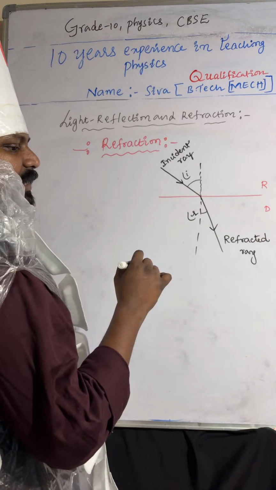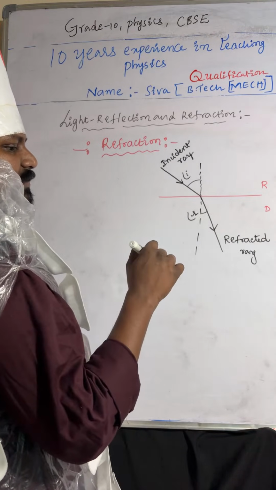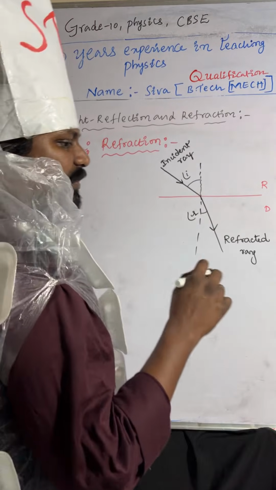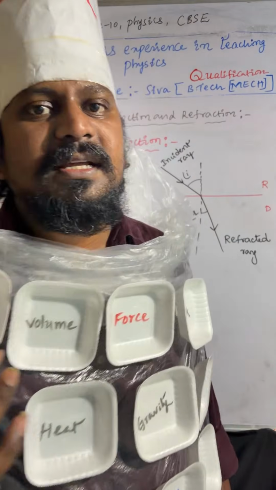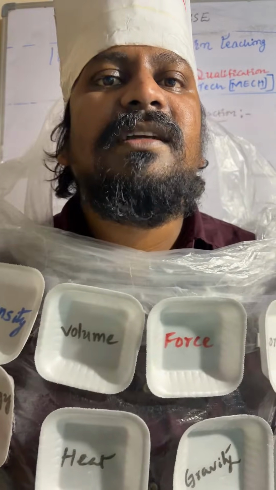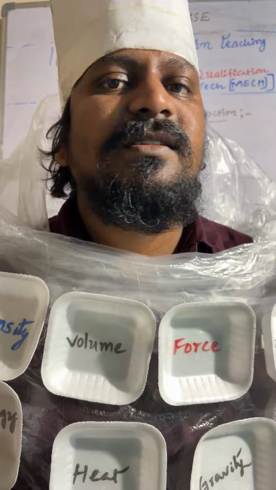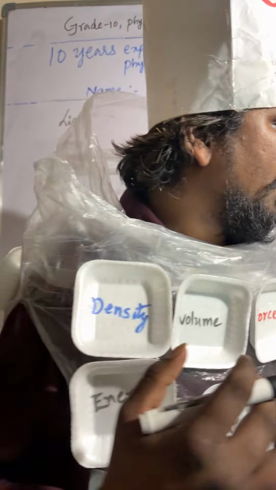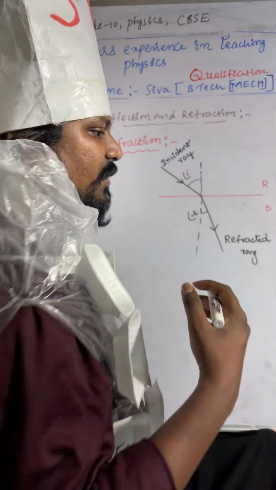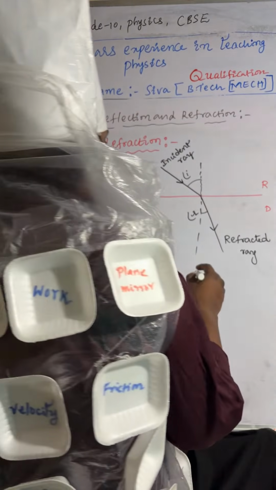And that too, the light ray is moving from rarer to denser. If the light ray is moving from rarer to denser, at the interface of the two media it changes its path. That is the bending of the light ray.